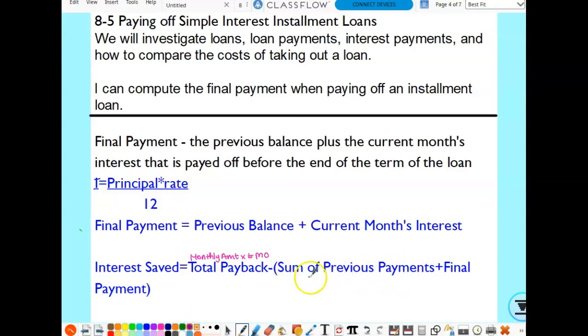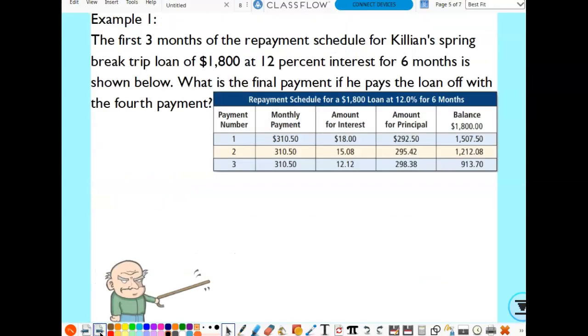So when we calculate this, we're taking the monthly payment, so our monthly amount, and we're multiplying it times the number of payments we've already made. And then the final payment amount is coming from this right here. So what we do is we add these two together, we add everything that we've already paid, so the monthly amount times the payments made, and then the final payment amount, and we subtract that from the total payback amount. So let's look and see how this works.